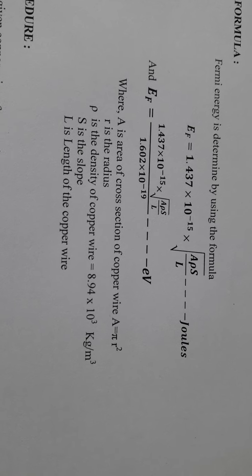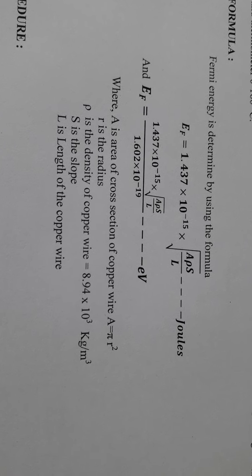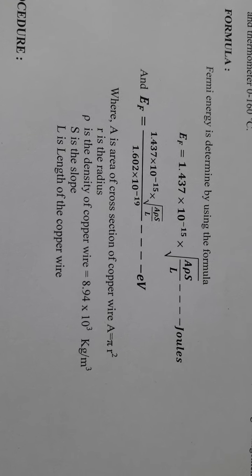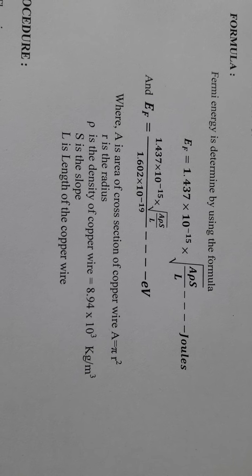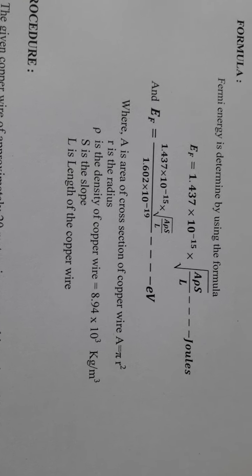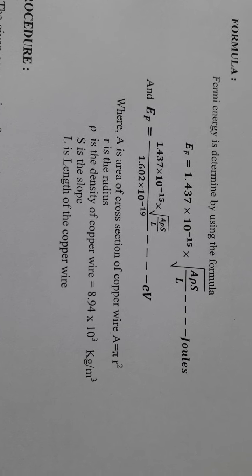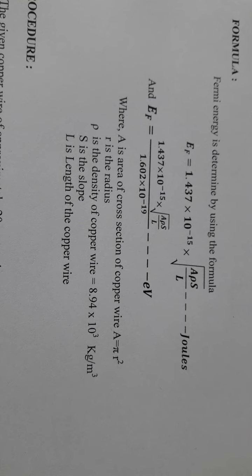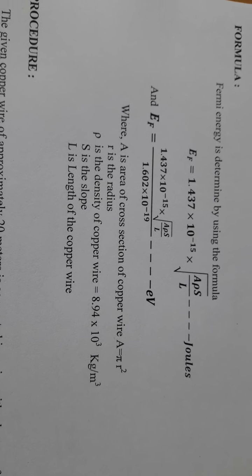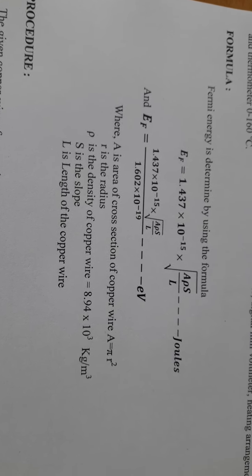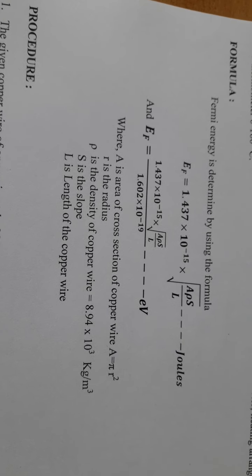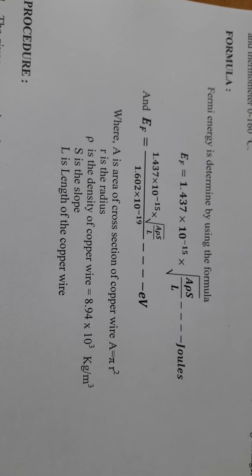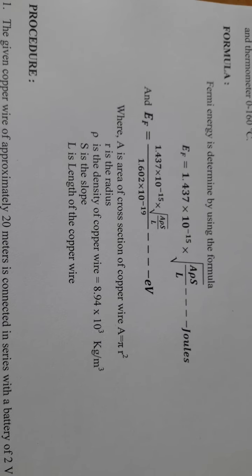Rho is the density of the copper wire, which is also given, 8.94 × 10^3 kg per meter cube. S is the slope that we will get from the graph. L is the length of the copper wire. After substituting the values of A, rho, S and L, we will get Fermi energy in terms of joule. Then when we divide by 1.602 × 10^-19, we will get Fermi energy in terms of electron volt.